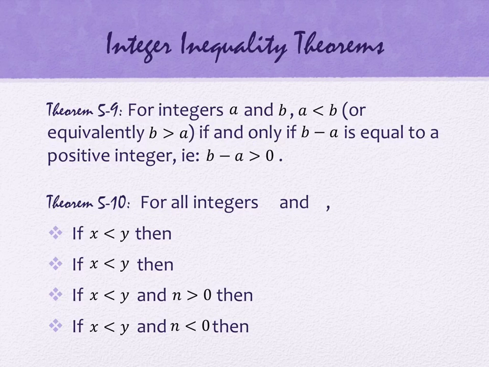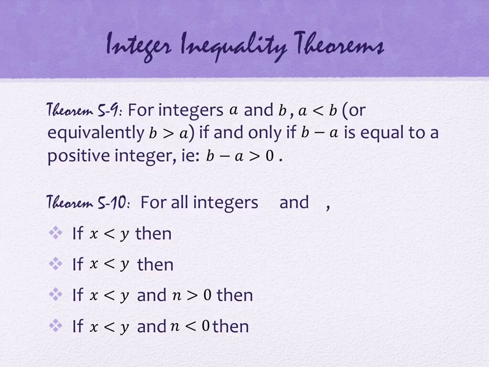All right, last set of theorems. For integers a and b, a is less than b, or equivalently b is greater than a, if and only if b minus a is equal to a positive integer. In other words, if you take a bigger number minus a smaller number, you always end up with a positive number. And it's true even if you're working with negatives.